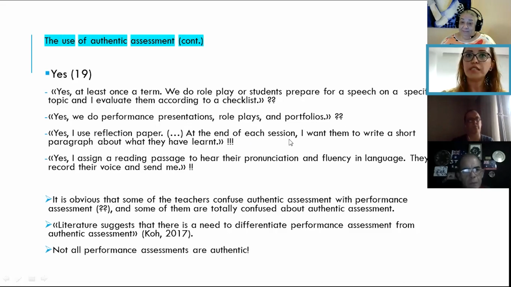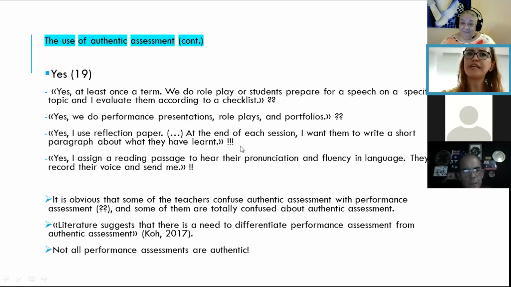Yes, I use reflection paper. At the end of each session, I want them to write a short paragraph about what they have learned. This is kind of exit ticket rather than authentic assessment, I guess. Yes, I assign a reading passage to hear their pronunciation and fluency in language. They record their voice and send me. I don't know what it is. This is something totally different.